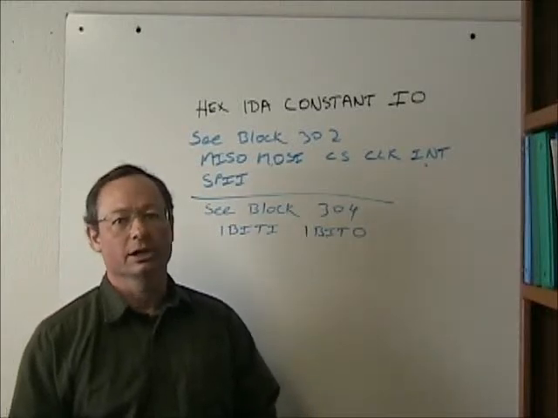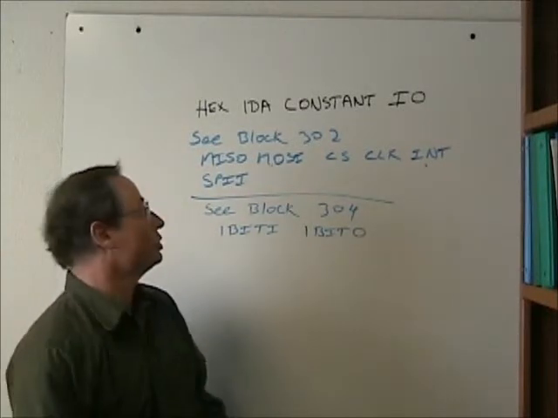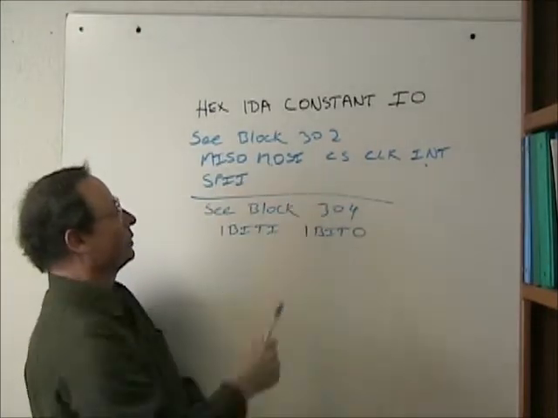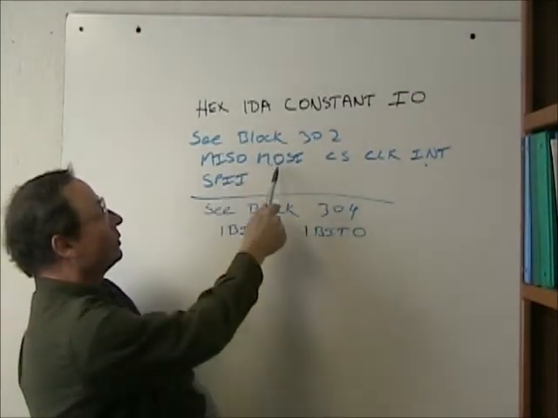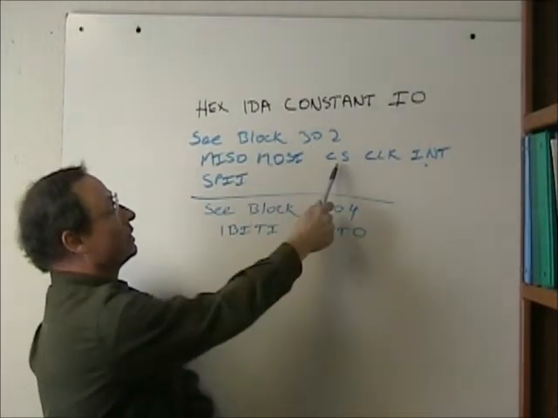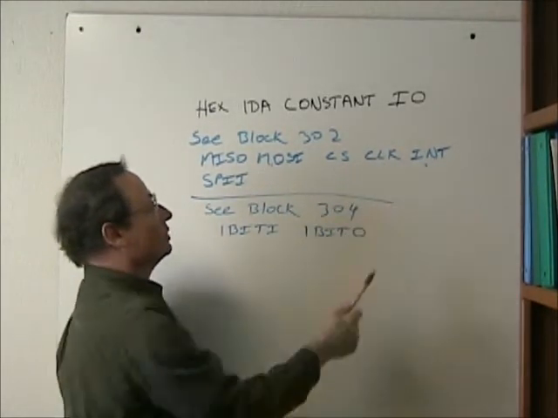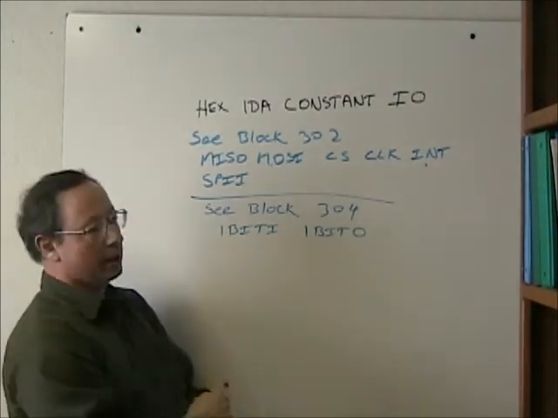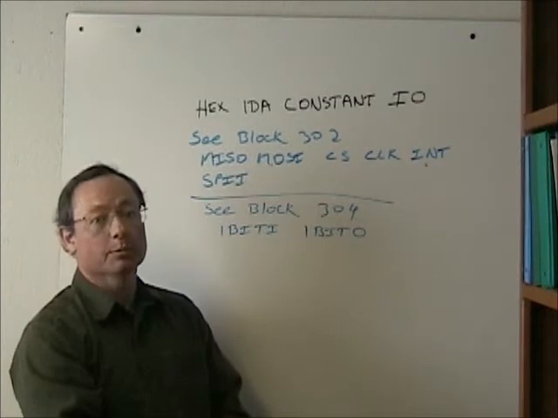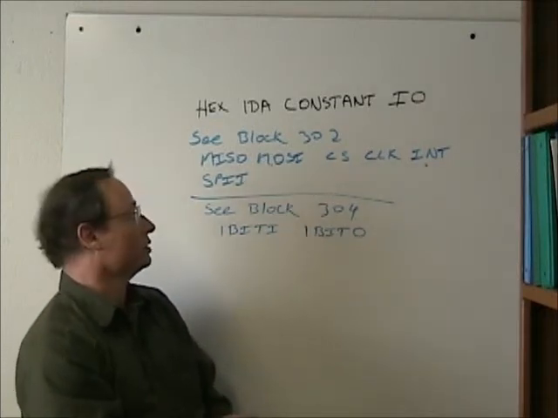Take a moment now to have a look in the application note where we have block 302, which defines paths for master in, slave out, master out, slave in, chip select, clock, and interrupt, which in this app note we're ignoring, and an SPI initialization, which sets up the I/O lines in the correct initialized state.